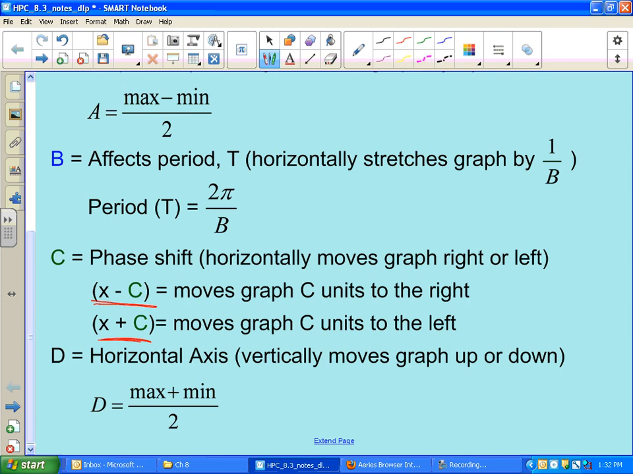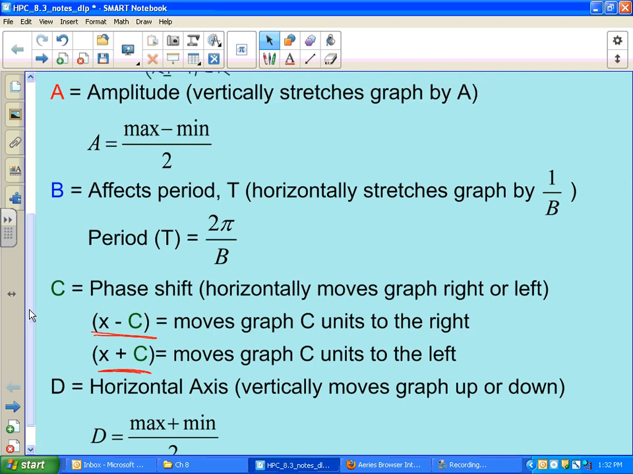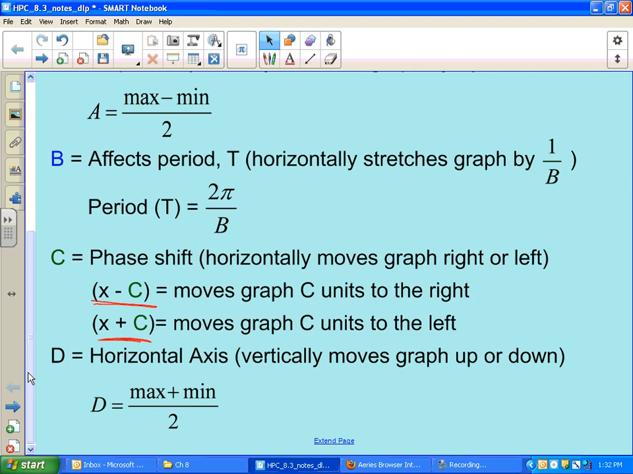We're going to put the D on the other side of the Y, and then you just take what you see. So if you see a plus 5 as a D value, that means you move up. If it's a negative 5, you move down. So we have these two equations: amplitude, A, we did that one yesterday. Period, we did that one yesterday. So those are not new. C and D are the only new things here: phase shifts and horizontal axis.